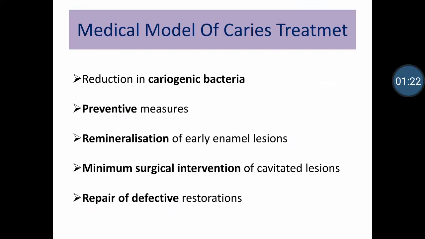In short, the medical model of caries treatment includes reduction in cariogenic bacteria. It includes preventive measures, remineralization of the early enamel lesions, minimum surgical intervention of cavitated lesions, and repair of defective restorations. Let us know in detail all these steps of the medical model of caries treatment in the coming slides, where we will be discussing various factors that influence caries prevention.